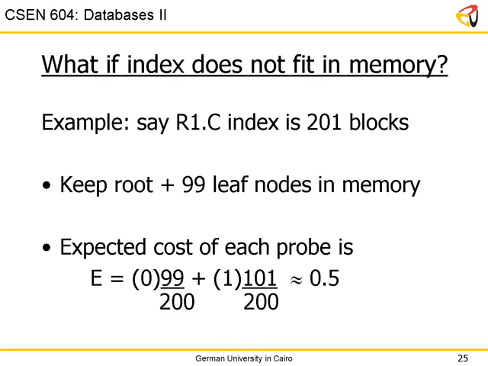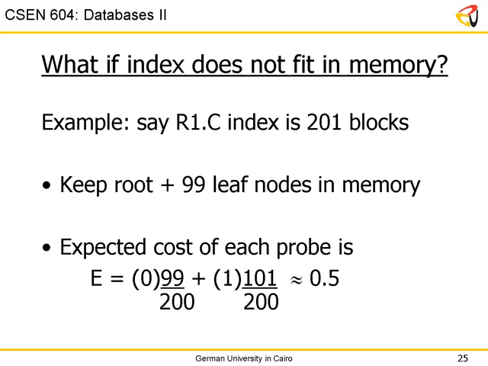If 99 out of the 200 are in memory, then it's 0 IO. And that's what you see down there in the last line. The cost is 0 IO multiplied by 99 over 200. Now, if you're going for one of the others that are not in memory, the 101 that are not in memory, what's the chance of actually hitting one of them? It's 101 divided by 200, because we will always keep the root in memory.